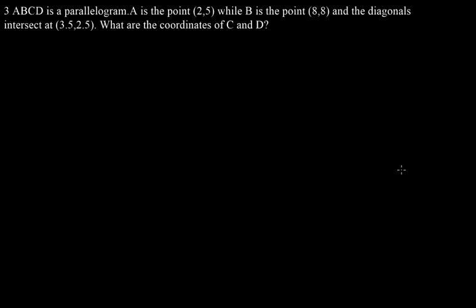So here's our third question. Question 3 says ABCD is a parallelogram. A is a point 2, 5, while B is a point 8, 8, and the diagonals intersect at 3.5, 2.5. What are the coordinates of C and D? So A is a point 2, 5, while B is a point 8, 8.